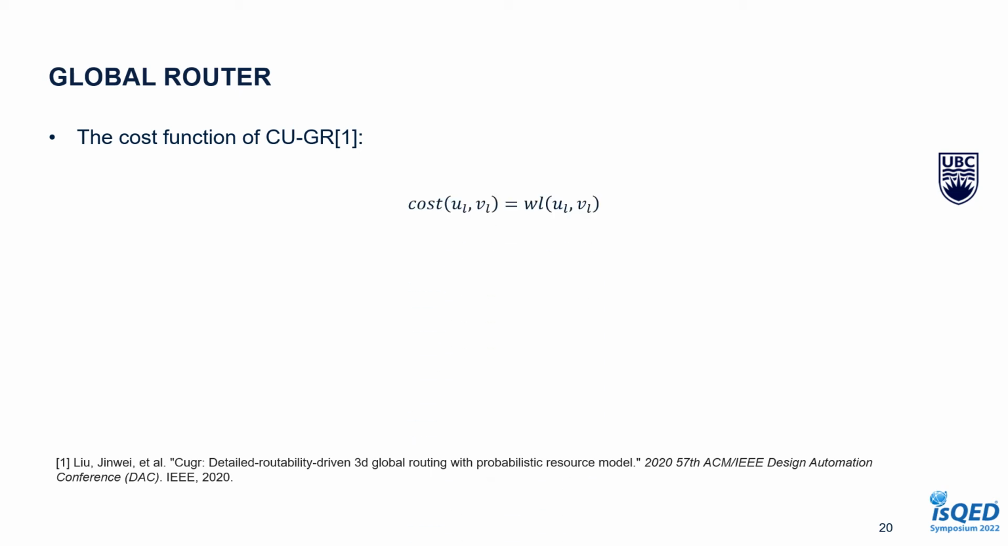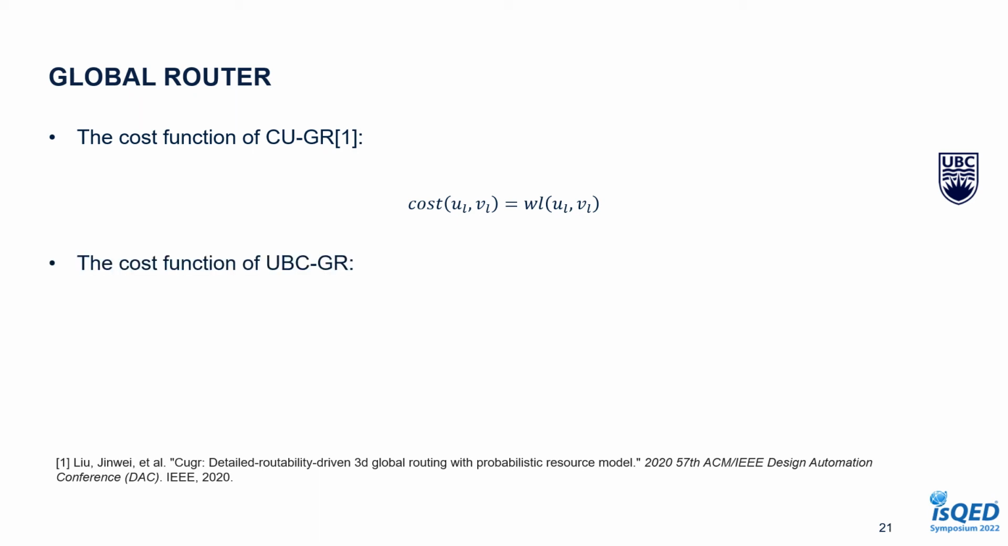The cost function of original CUGR is like so. It's the cost of an edge between vertex U and vertex V on L's layer, and it's equal to the wire length on this edge. So this cost function is actually simplified due to the time limit of this presentation. If you are interested, you can refer to the CUGR paper and our paper.